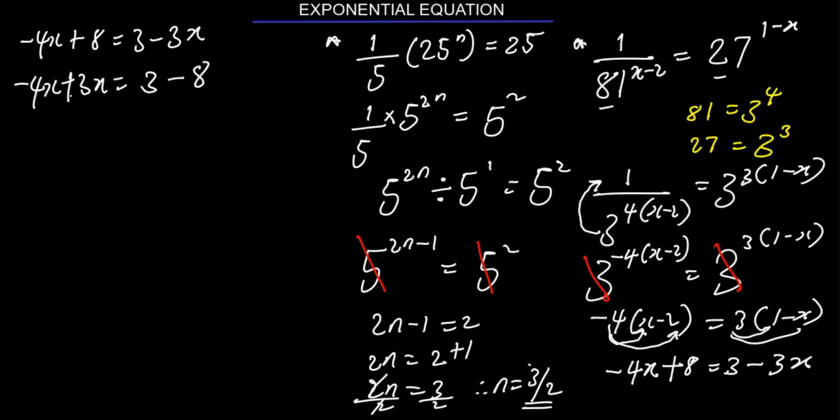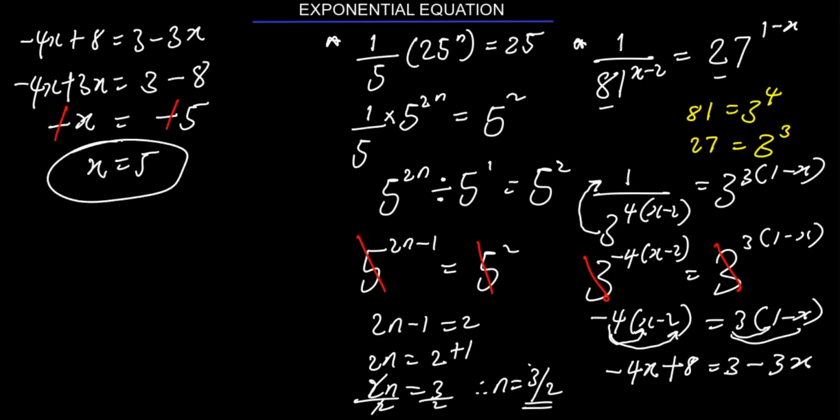So minus 4x plus 3x will give me minus x. 3 minus 8 will give me minus 5. So from here, minus cancels minus. So I have x equal to 5. That's the answer to that question.